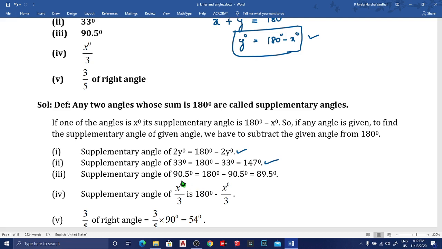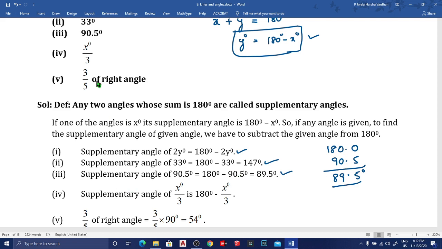Next, 90.5 degrees. What is the x value here? x is 90.5. So subtract this from 180. So 180 minus 90.5 is 89.5 degrees. How can you do this? You know how to subtract decimal numbers. Take 180.0 and subtract 90.5, a general subtraction. 10 minus 5 is 5. Here it is 9, and 17 minus 9 is 8. So 89.5 degrees is the supplementary angle of 90.5 degrees. By adding these two, you will get 180.